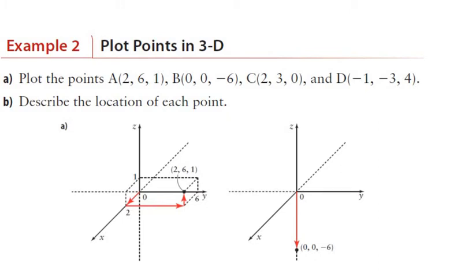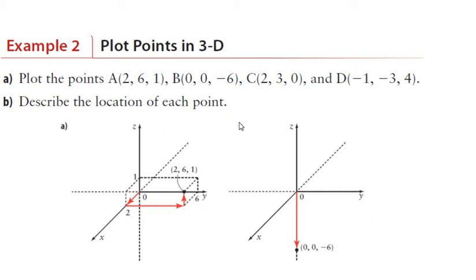It says plot these points in 3D. Plot points A (2, 6, 1), B (0, 0, -6), C (2, 3, 0), and also D (-1, -3, 4). When you have A, you need to move 2 units along the x-axis, then 6 units parallel to the positive y-axis, and 1 unit up, parallel to the z-axis.